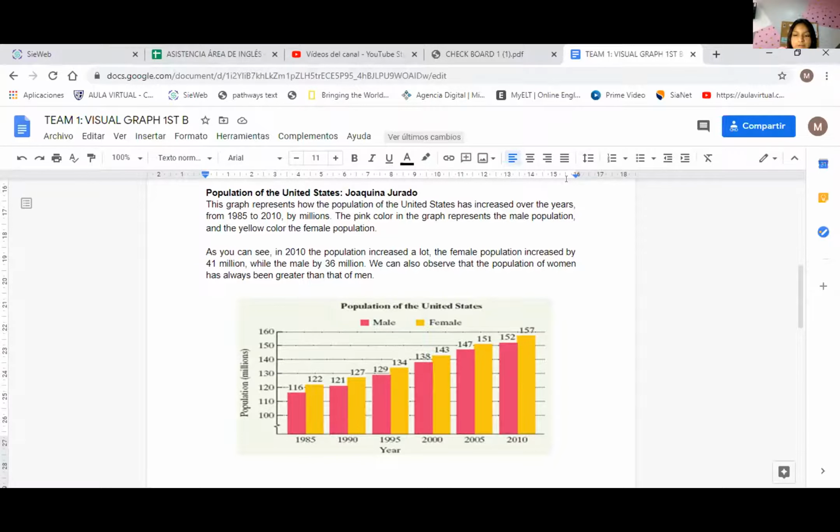We can also observe that the population of women has always been greater than that of men. Since 35 years ago, an increase in the number of women compared to men began to be noticed, and by 2009, the difference has increased to 4.4 million more women than men. Finally, if you want my opinion, I believe that the population of the United States, not only of the United States, the population of the entire world will increase in the future, and we will be more and more humans on the earth. Thank you.